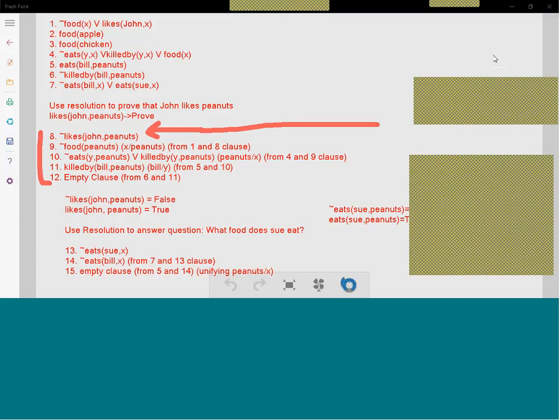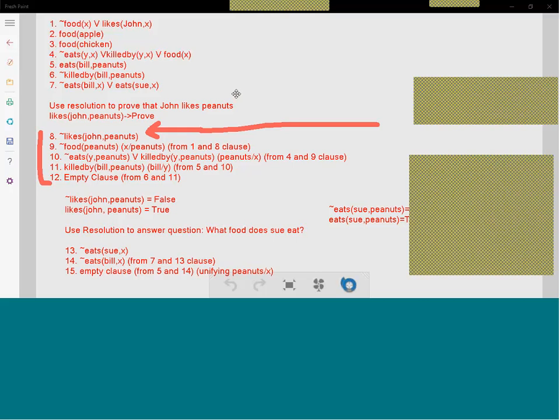So what is the answer here? The answer is whether John likes peanuts or not, meaning true or false. But here we are starting from the question. From this question we are starting, and we are including this question into the resolution. That's why we can say that this is backward chaining.